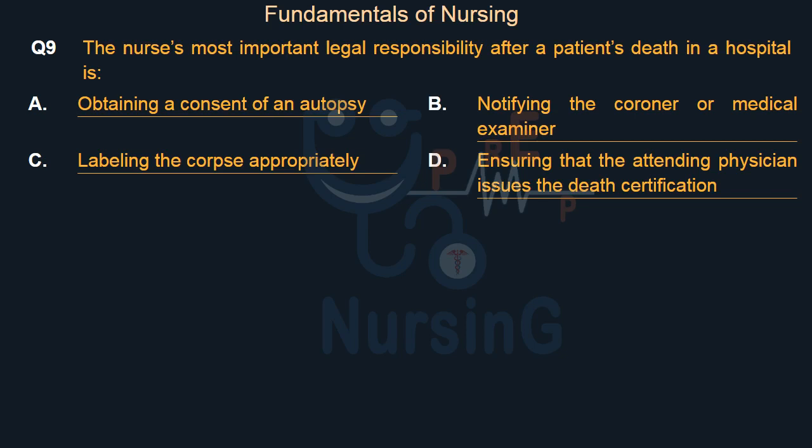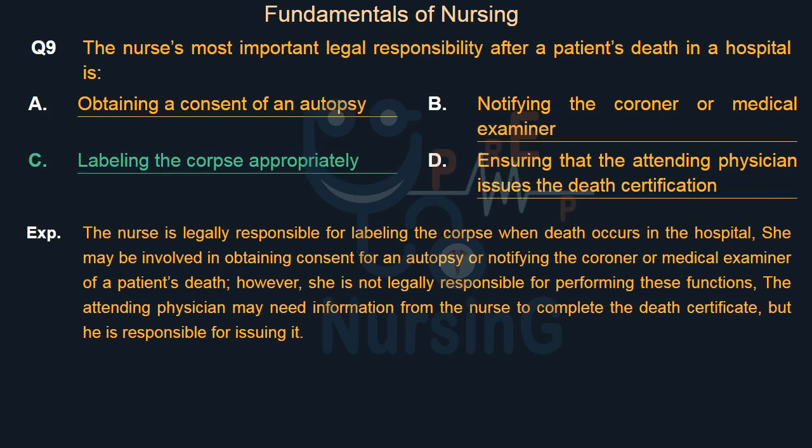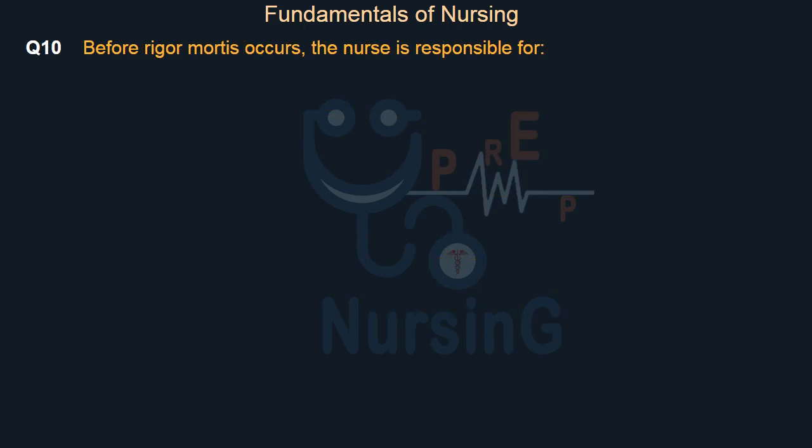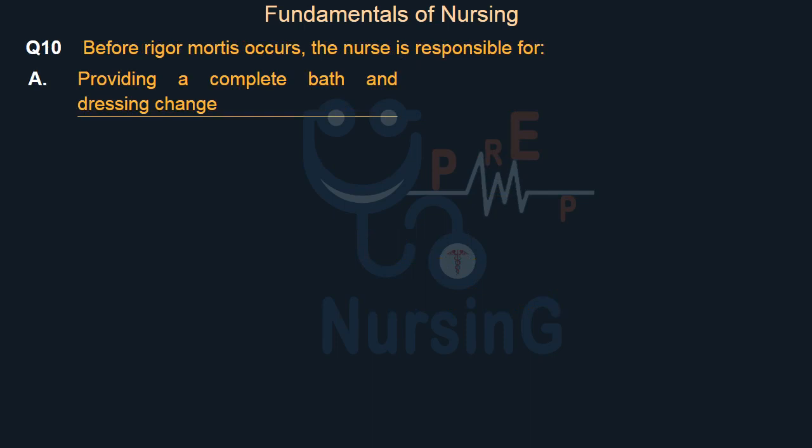Right answer is Option C. Labeling the corpse appropriately. The nurse is legally responsible for labeling the corpse when death occurs in the hospital. She may be involved in obtaining consent for an autopsy or notifying the coroner or medical examiner of a patient's death. However, she is not legally responsible for performing these functions. The attending physician may need information from the nurse to complete the death certificate, but he is responsible for issuing it. Before rigor mortis occurs, the nurse is responsible for: Option A.